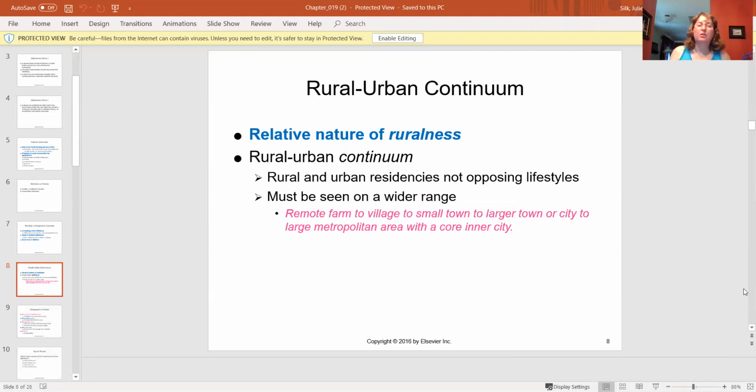When we talk about the rural-urban continuum, this says relative nature of ruralness, like how far out we are from the rest of the population. Rural and urban residencies are not opposing lifestyles. They must be seen on a wider range. For example, remote farm to village to small town to larger town or city to large metropolitan area with a core inner city.